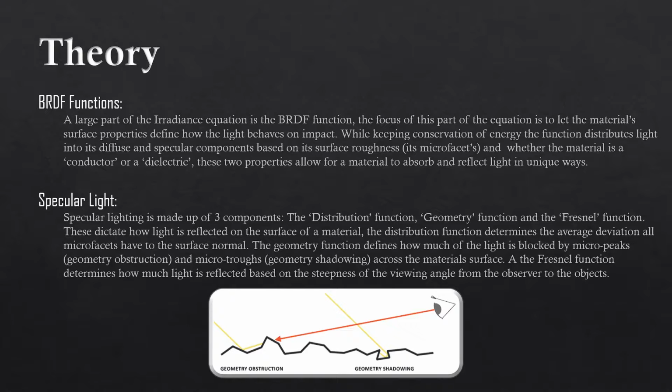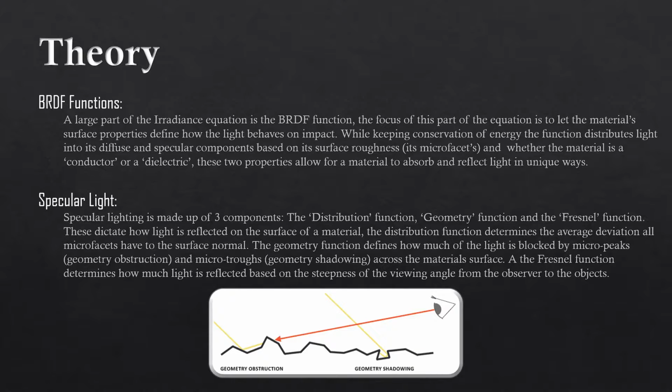A core part of PBR describes materials as having micro peaks and micro valleys all across the material's surface. This roughness influences in particular the specular lighting of the material. Specular lighting can be broken down into three parts: the distribution function, the geometry function, and lastly the Fresnel effect.